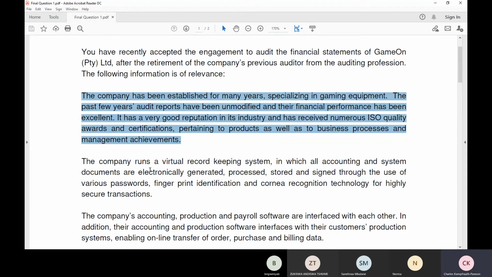Okay. So unmodified is good. So remember, an unqualified audit opinion, is that a good or bad report? Unqualified is bad report. It should be qualified. No, unqualified is a good report. The name is misleading.